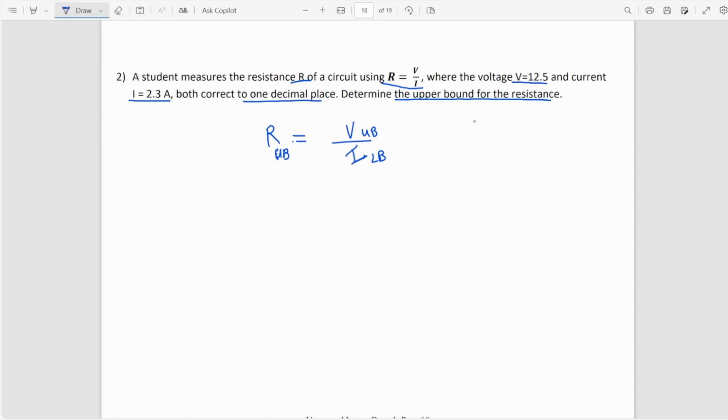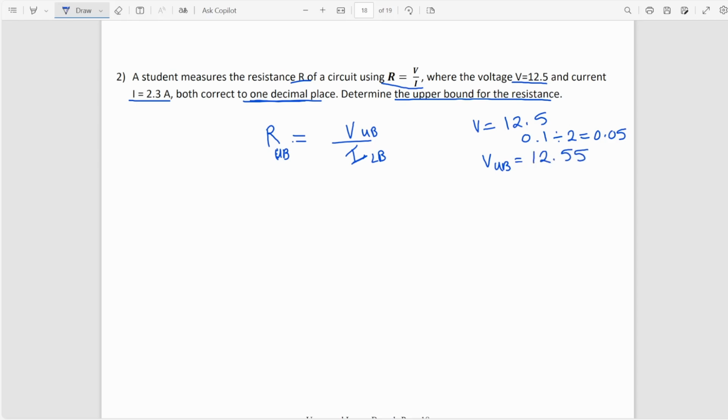So we know that V, the voltage, is equal to 12.5, and it's correct to 1 decimal place. Both the voltage and the current are correct to 1 decimal place. So this will be 0.1. Dividing this by 2 will give us 0.05, all right? So the upper bound for the voltage is going to be the addition of 12.5 plus the error, which gives you 12.55.